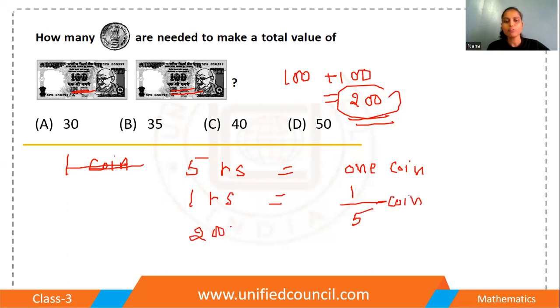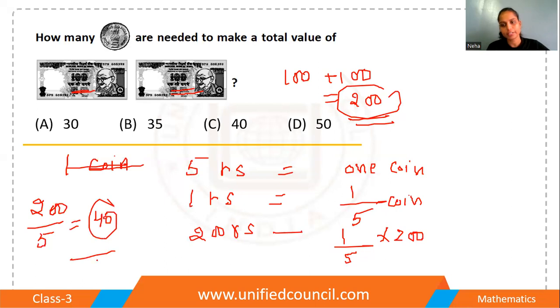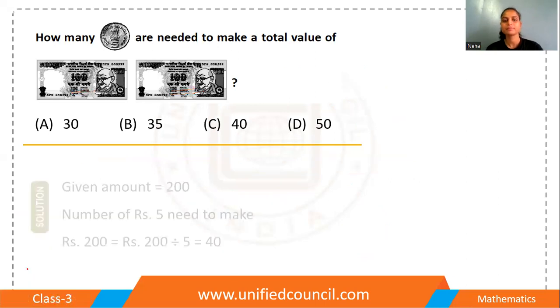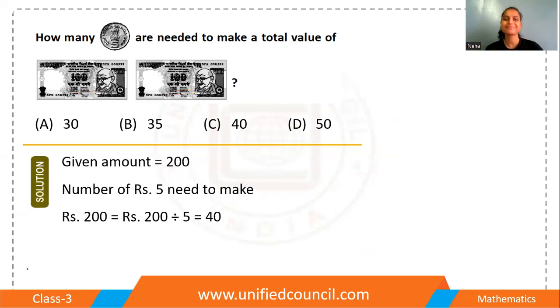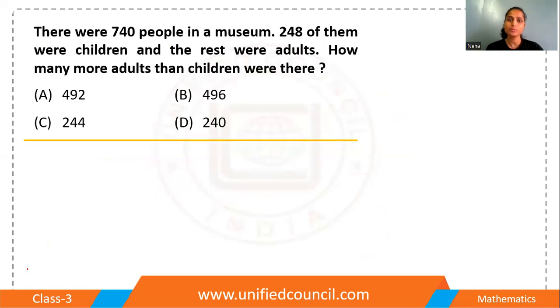So 200 rupee means 1 by 5 multiplied by 200. That means 200 by 5. So 5 4s are 20, this is 40. So 40, that means option C is the right answer. That's it. Clear? You can check the solution. Now let's move to the next one.